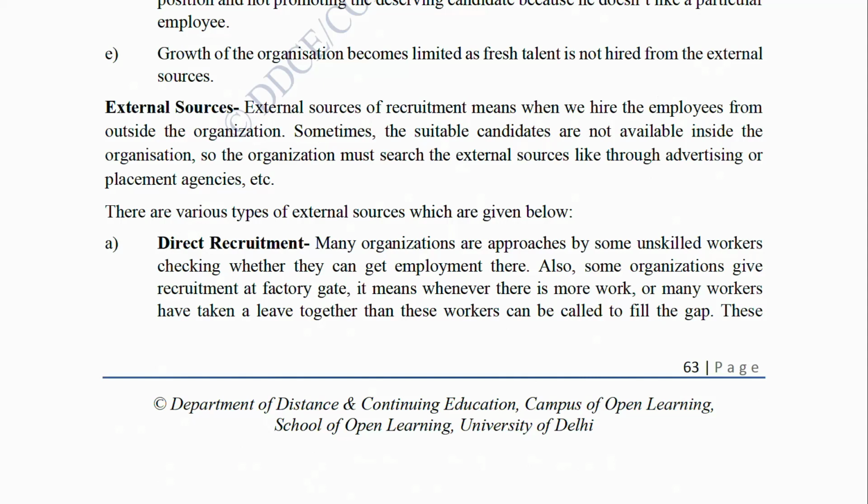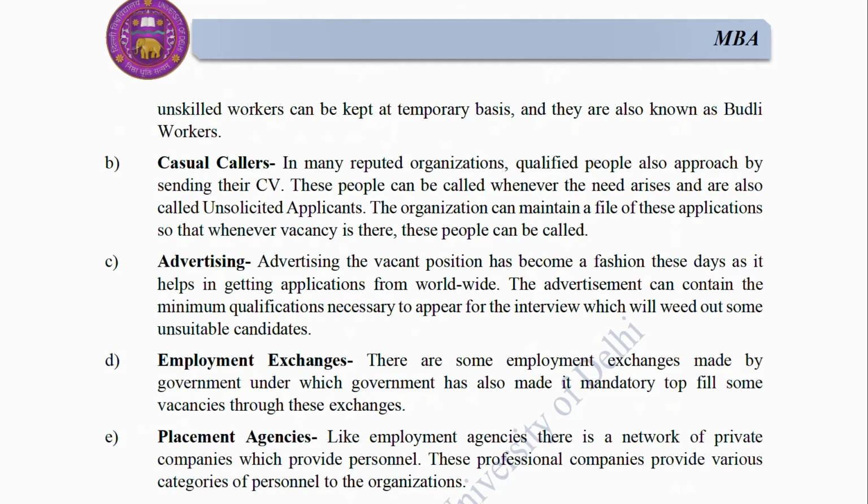Number one, direct recruitment. Many organizations are approached by some unskilled workers checking whether they can get employment there. Also, some organizations give recruitment at factory gate. It means whenever there is more work or many workers have taken leave together, then these workers can be called to fill the gap. These unskilled workers can be kept on a temporary basis and they are also known as badli workers.